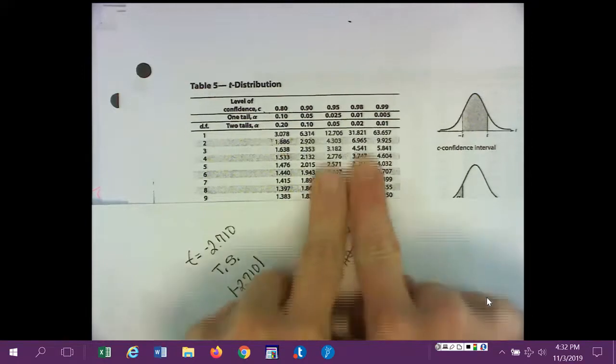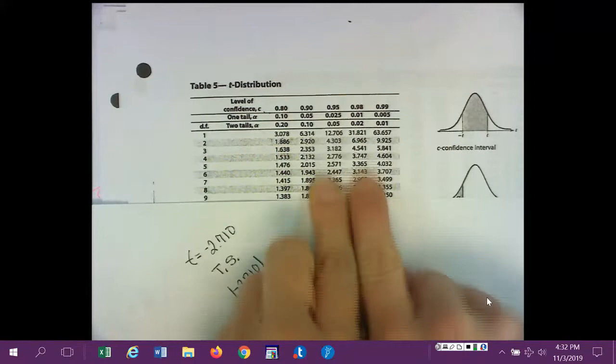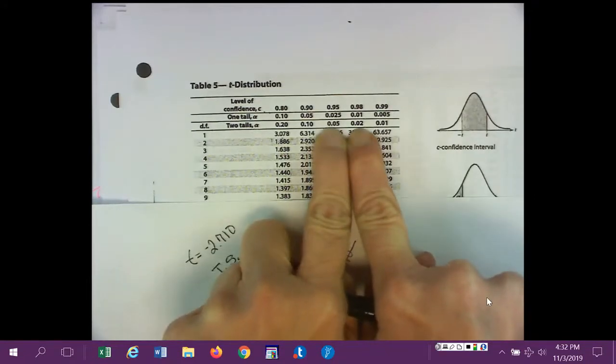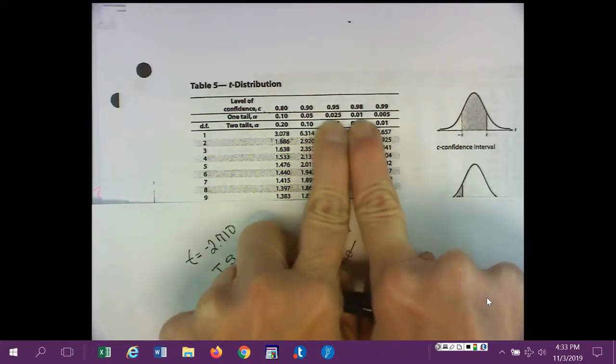You race to the top, because this is not your p-value interval, these two numbers. You race to the top and you stop where you identify your test. If you identified your test as a two-tailed t-test, you would stop here. If you identify your test as a left-tailed t-test or a right-tailed t-test, you would stop here. We had a left-tailed, so we stop here.